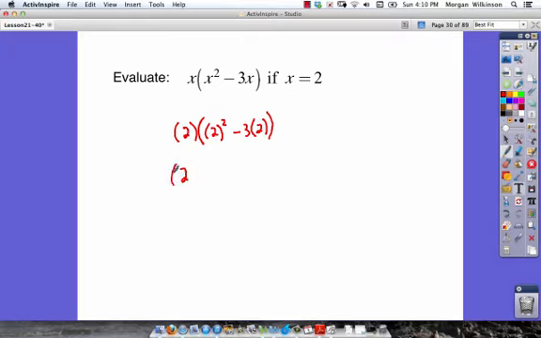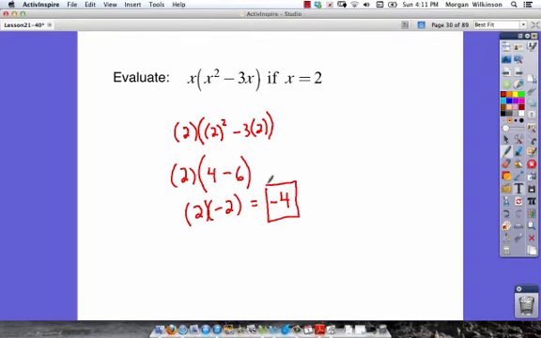We're going to get 2 times, well, 2 squared is 4, minus, and then we have 3 times 2, that's 6. 4 minus 6 is negative 2, and negative 2 times 2 is going to give us our final answer. Our final answer must be negative 4. And we're all done with this problem.